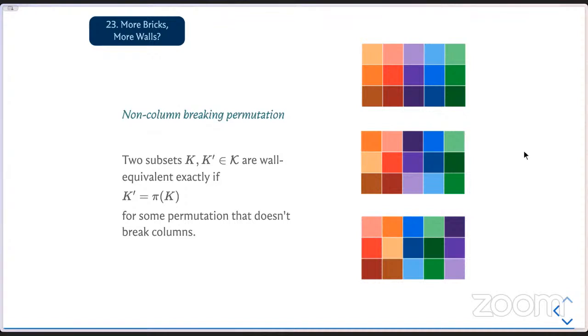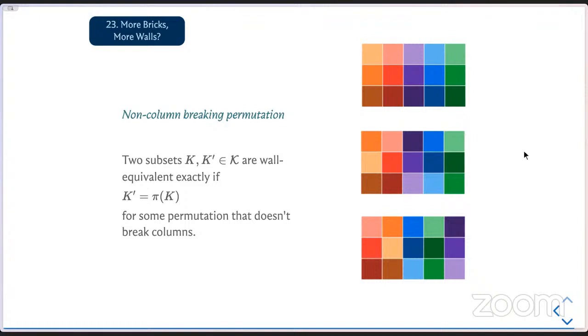So if we have wall equivalence, and if wall equivalence is clear, you don't have to worry a whole lot about this idea that any two subsets that are wall equivalent are related by a non-column breaking permutation. That's the claim that's being made here.